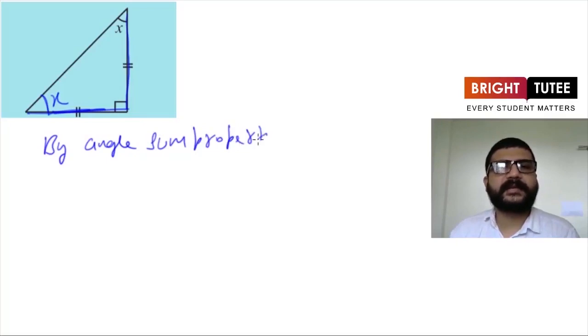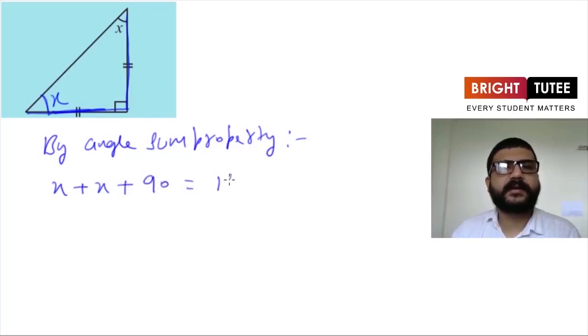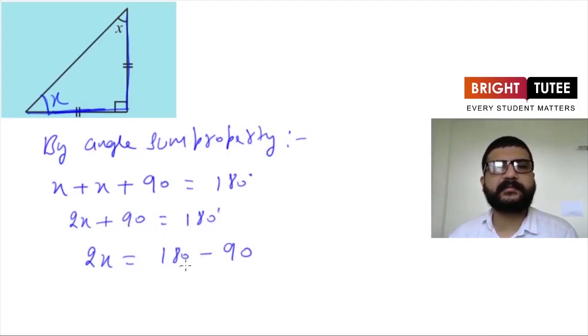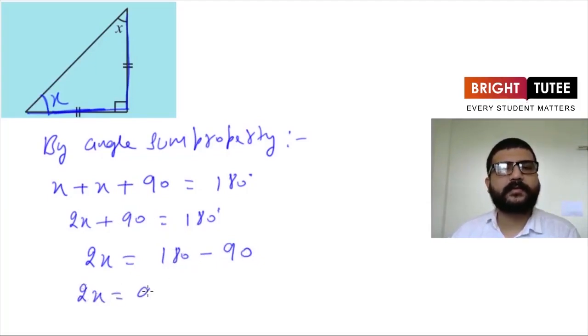So from there we will get one equation in x, and that will be x plus x plus 90 is equal to 180 degrees. Now from here we will get 2x plus 90 is equal to 180 degrees. Now let's transpose this 90 on the right side of the equation. So this gives us 2x is equal to 180 minus 90. Here it was plus 90, so after transposing it will become minus 90. Now 180 minus 90 will give us 90. Therefore we are having 2x is equal to 90 degrees.